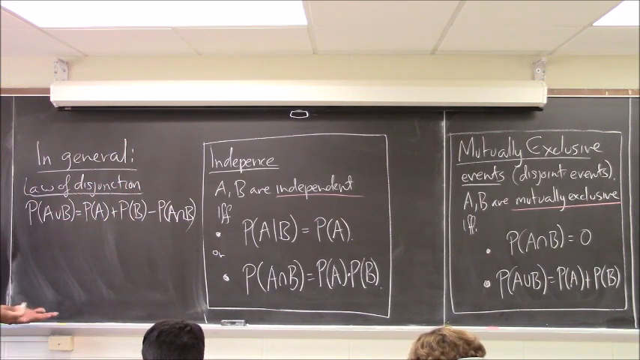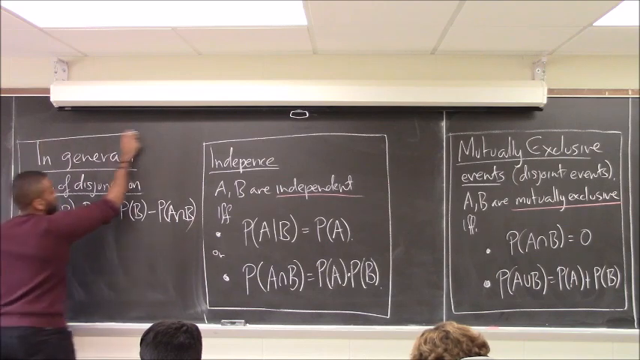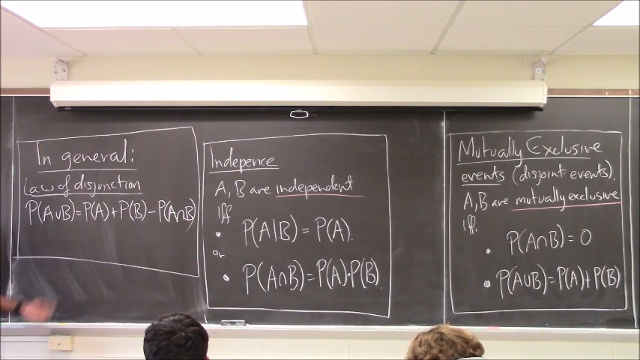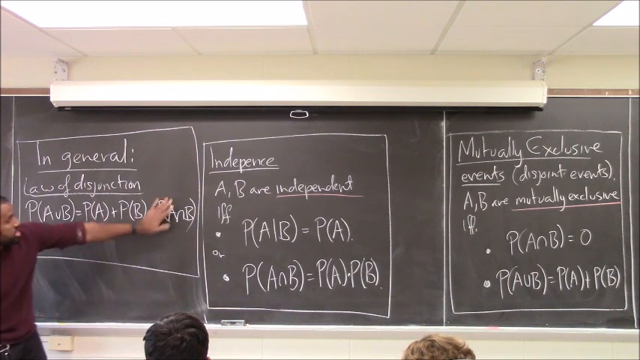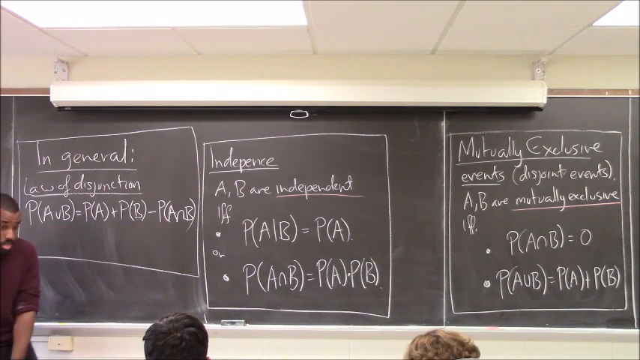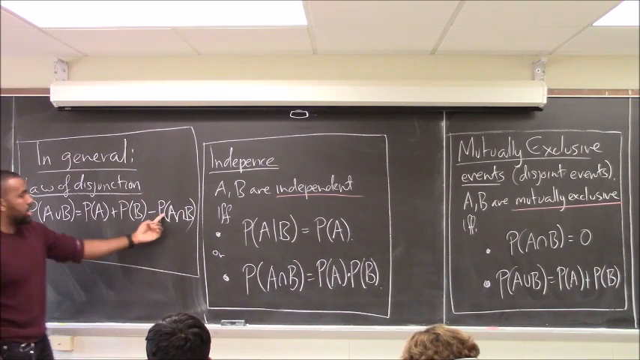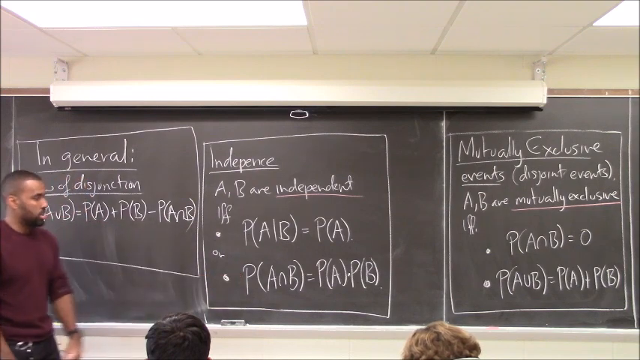And this is true in all cases. So that's always going to be true. This is the equation that relates the union and the intersection. If you are mutually exclusive, that means this is 0, and the probability of the union is just the sum of the probabilities. In the event that A and B are independent, you can have the intersection probability be given by that.